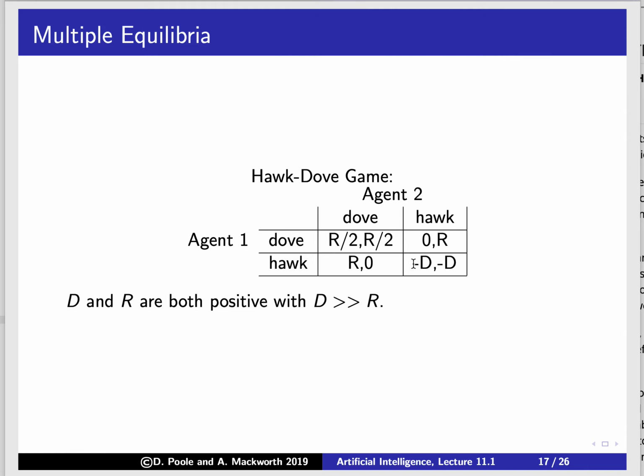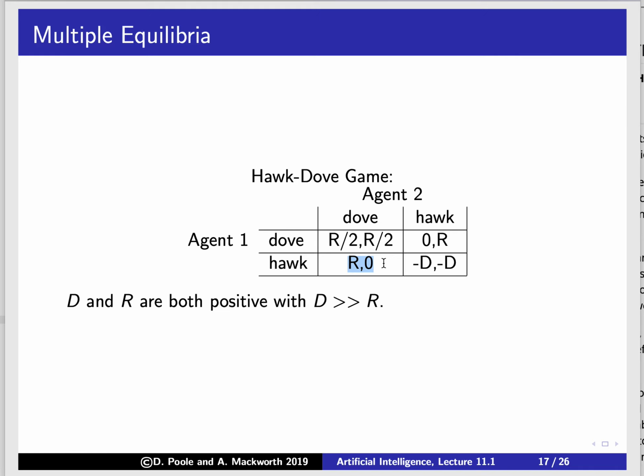And otherwise you get mass destruction. If they both act violent, if they both act like hawks, they both fight, they both hurt each other, and we're going to assume here they both lose some value D. So that's the story of this hawk-dove game. And why this is interesting is there are multiple Nash equilibria. In particular, this is a Nash equilibrium.